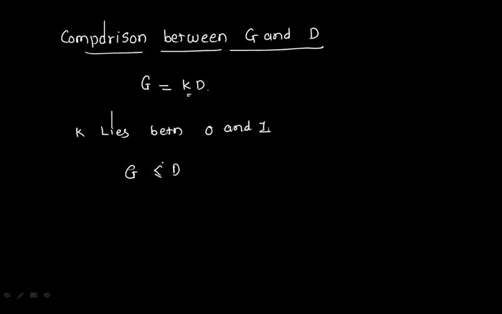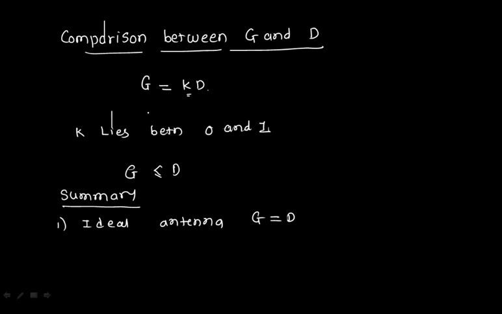So how can I summarize this particular thing? Again, we have taken two antennas, an ideal antenna and a practical antenna. If I take an ideal antenna, I can say there are no losses, so G is equal to D. There is no conduction dielectric loss and no reflection loss, so what will my K be in this case? It will be 1, and that's why my gain will be equal to the directivity.